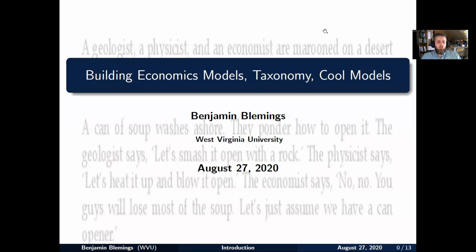All right, everybody. The next thing to do is talk a little bit about building economic models, put us in the overall field of economics and economic analysis with this taxonomy, and then just expose you to some interesting models that have been used to study economic questions.